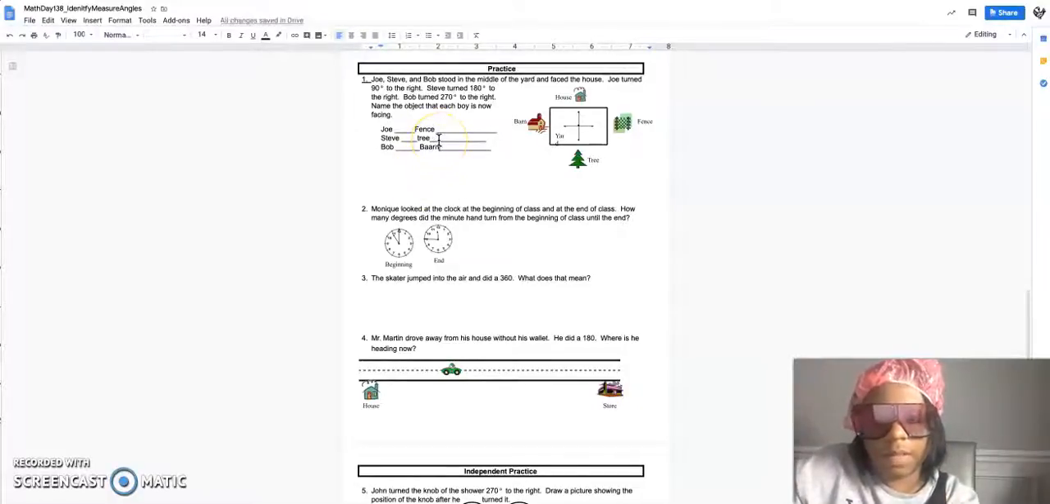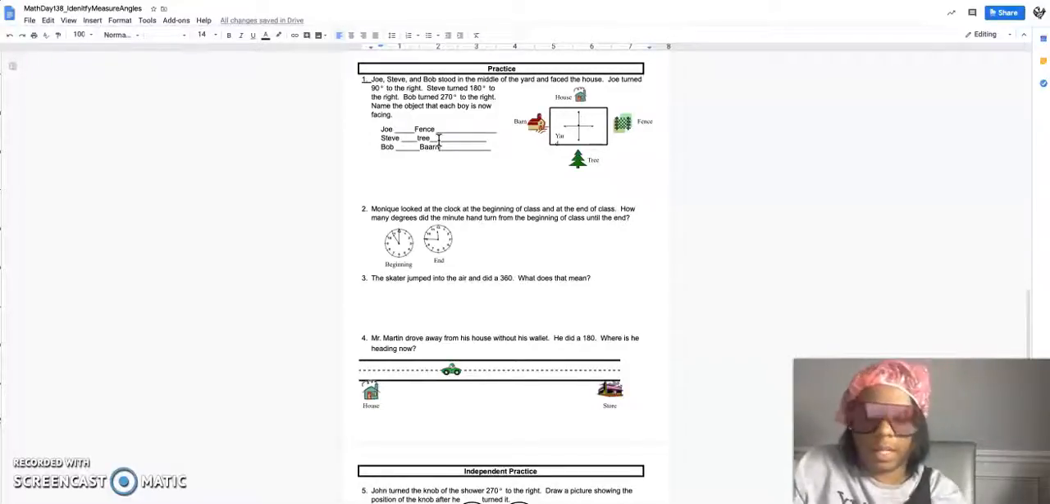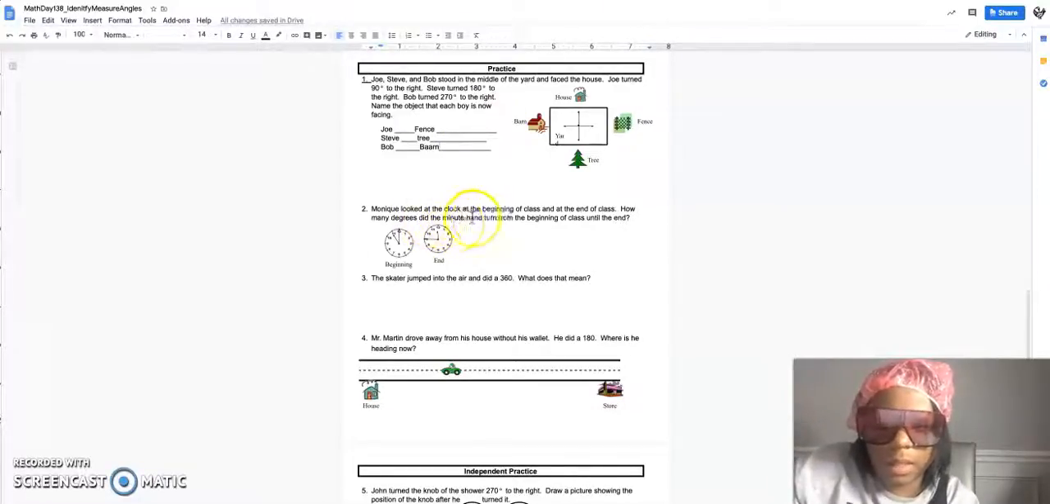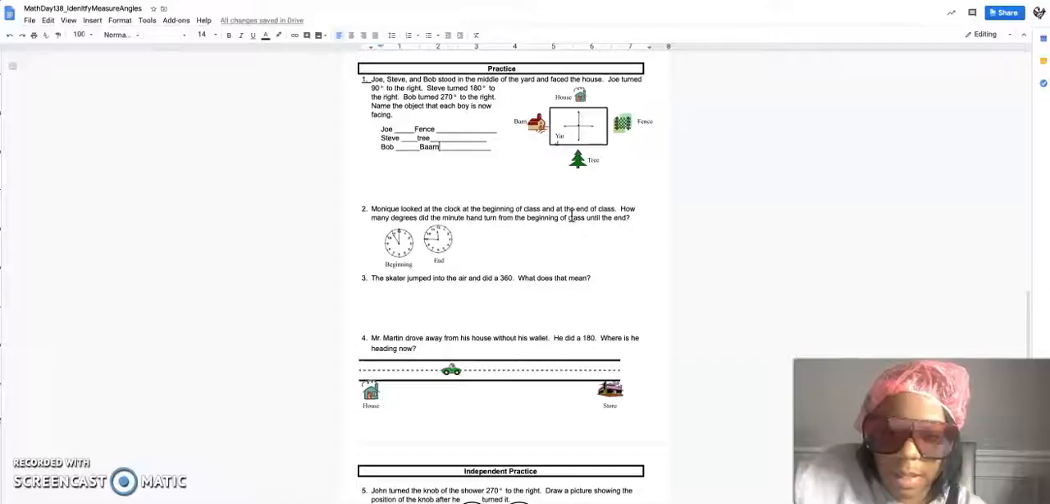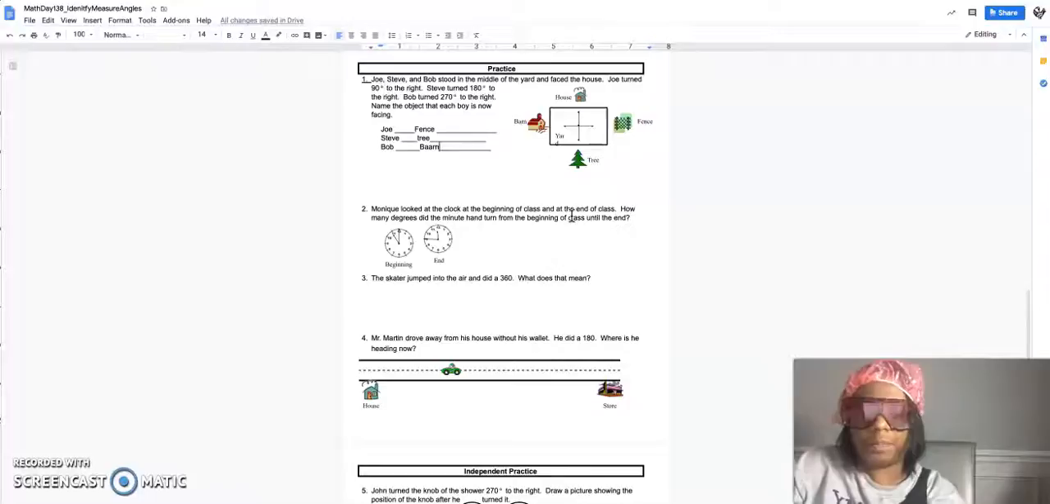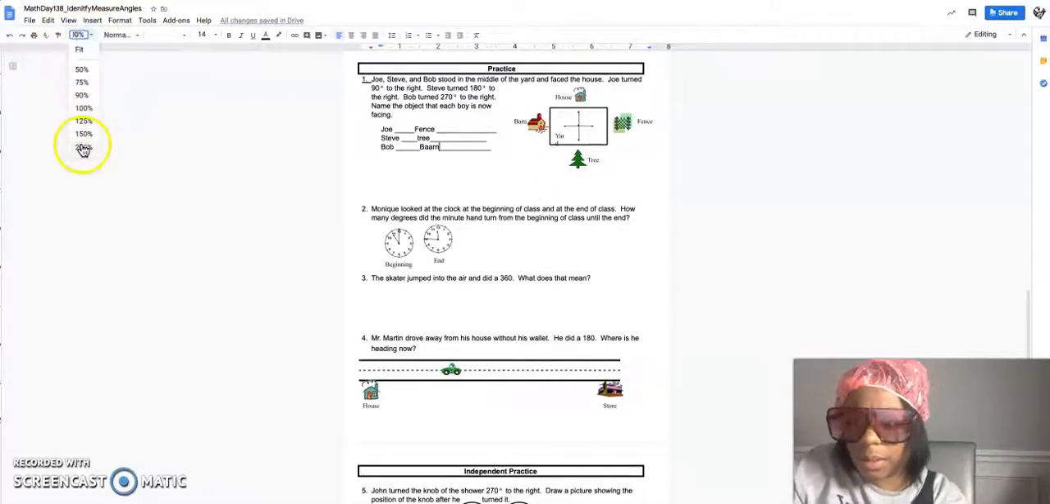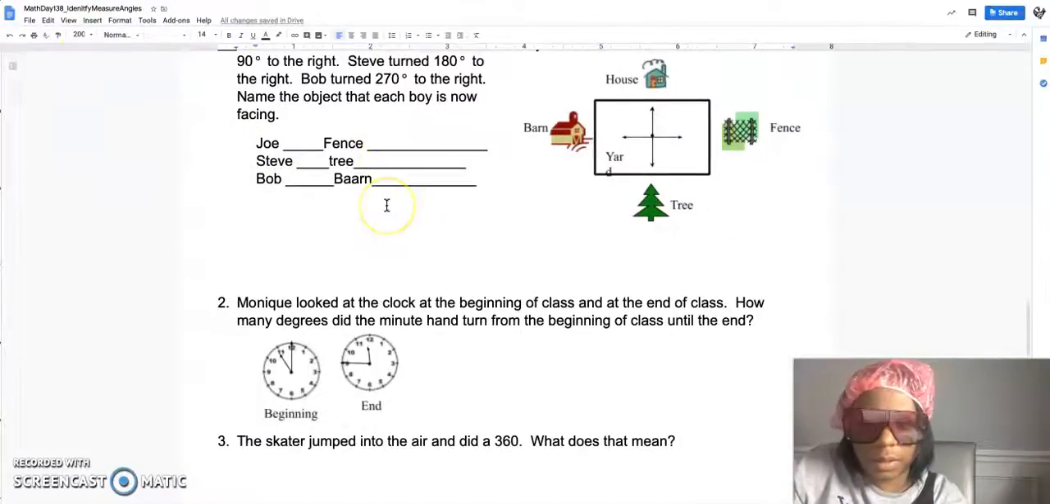Everyone started by facing the house, but when they turned around at different angles, that's what determined what they were looking at. Question number 2. Monique looked at the clock at the beginning of class and at the end of class. How many degrees did the minute hand turn from the beginning of class to the end of class? Now, let's zoom this in because this is really little. See if we can zoom this in to 200.